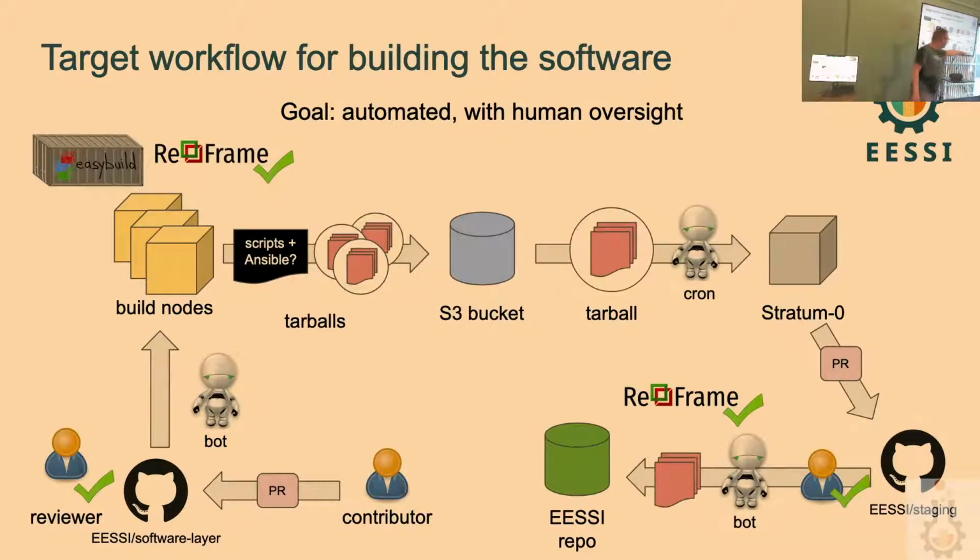So that's the staging repository. A human approves it, and then, well, a bot, it's actually just a cron job, it's not this bot, goes ahead and actually does the ingestion. Yeah, then you have it in the EESSI repo, and you're sort of done.